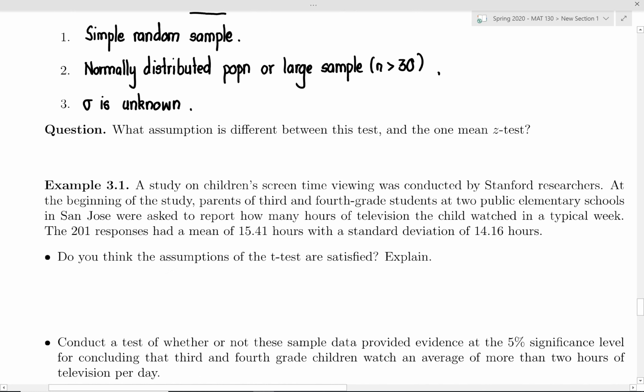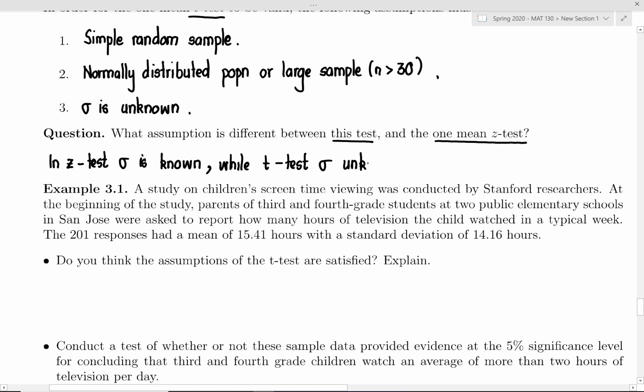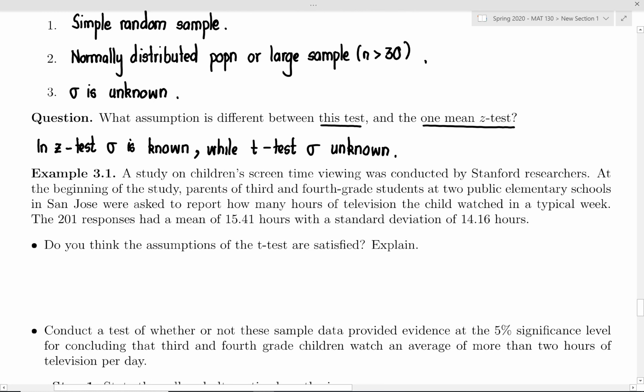So the question that I just answered right now: what assumption is different between this test and a one mean z-test? Well, in the z-test, sigma is known. That's the difference between these two settings here, while in the t-test, sigma is unknown.